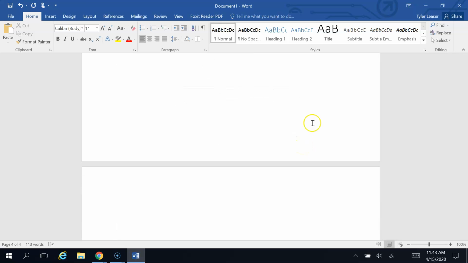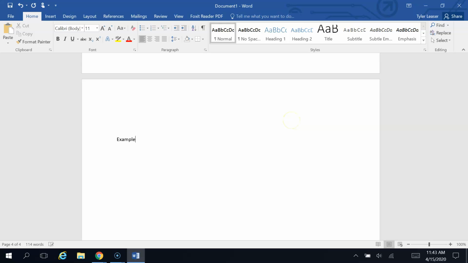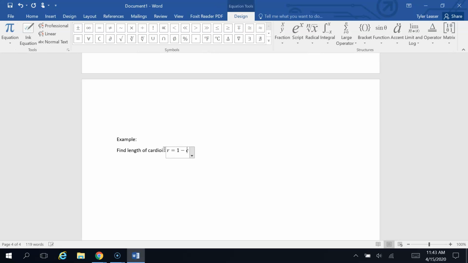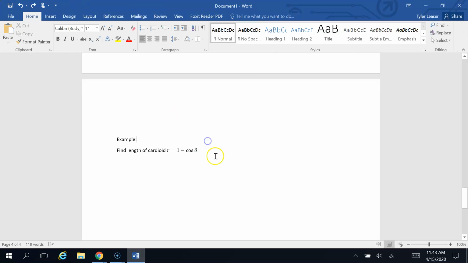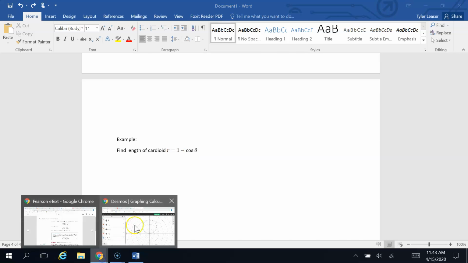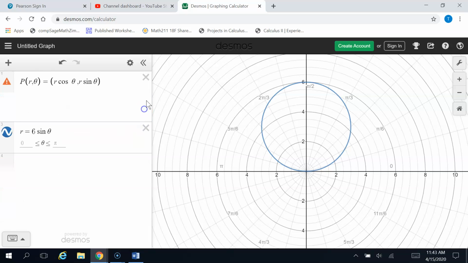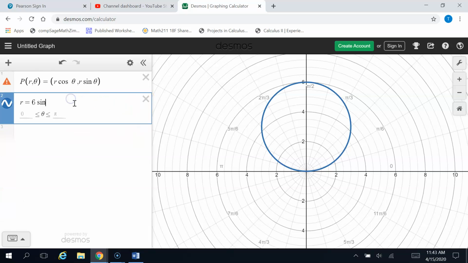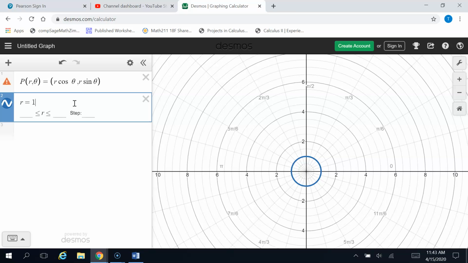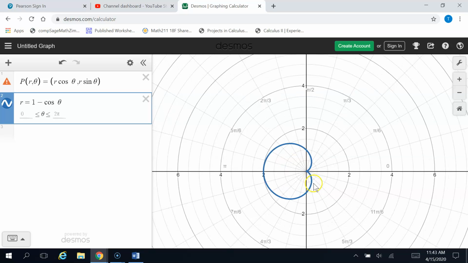Let me get to the next page here, and we're going to do a quick example, and then we will end the video. So the example that we're going to do is we're going to find the length of the cardioid r equals 1 minus cosine of theta. So this is very similar to the cardioid that we did before. It just doesn't have that 2 out in front, so it's not quite as big. So just to graph it out, get rid of some of the stuff I was playing with before, sorry. We're going to be doing 1 minus cosine theta.